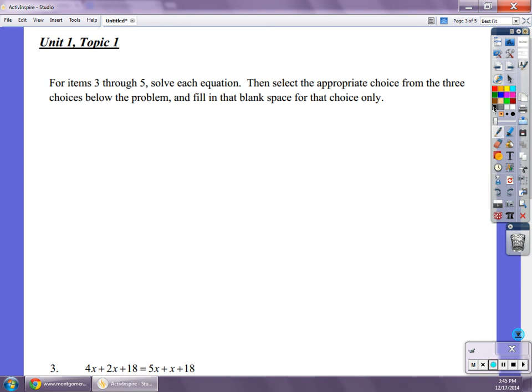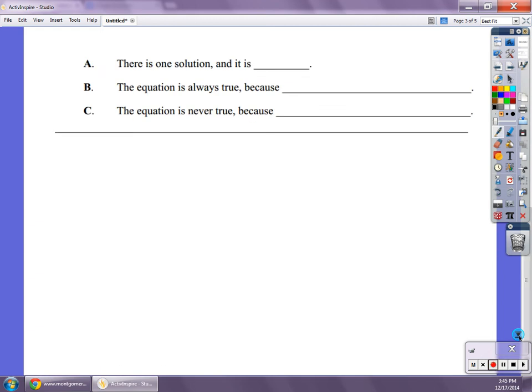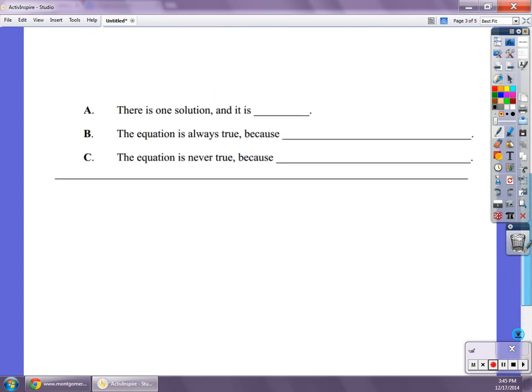Let's read them. For items 3 through 5, solve each equation, then select the appropriate choice from the 3 choices below the problem, and fill in that blank space for that choice only. Now you notice here I've given a lot of space because we're going to come back up, but let's go ahead and take a look at our answer choices.